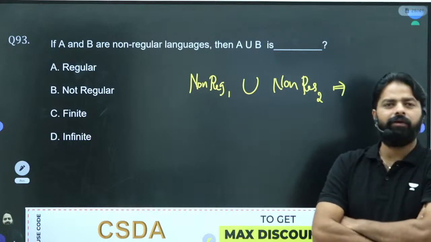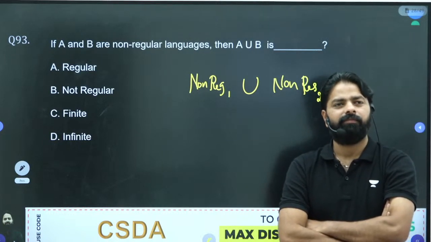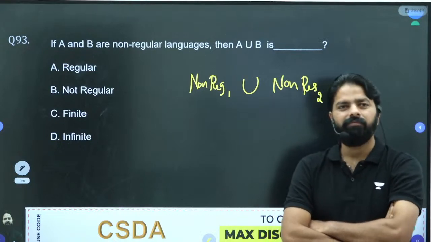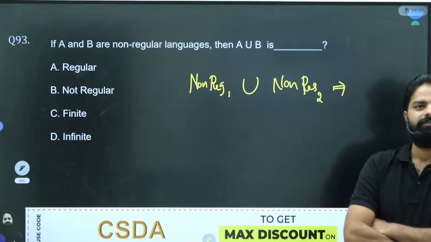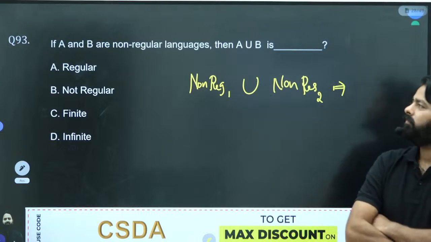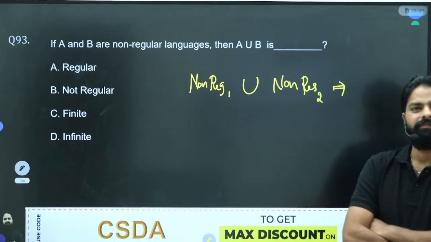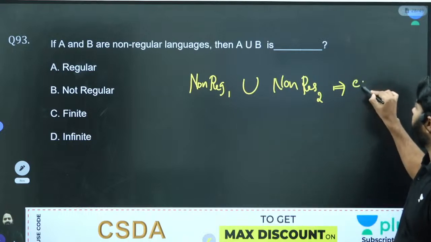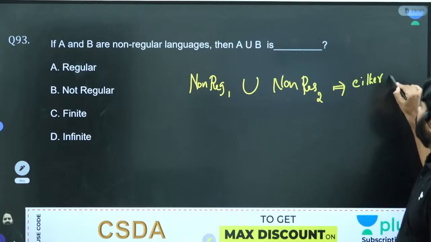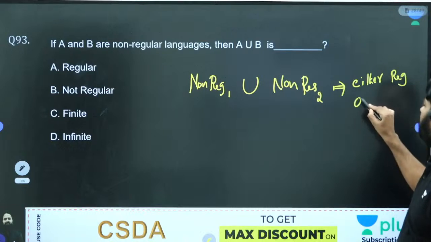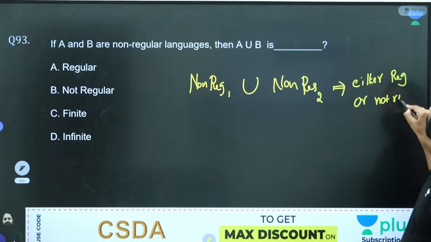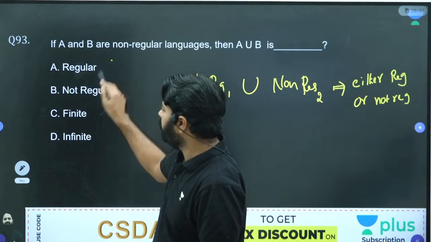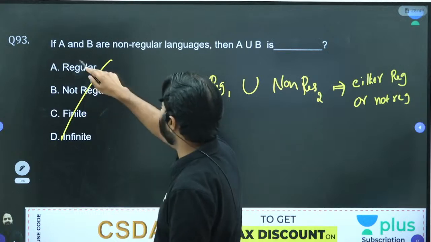Non-regular union non-regular. Again, it is possible to be regular, or even not regular. Then we can't choose only regular. We can't choose only not regular. Here there is no matching option, correct?